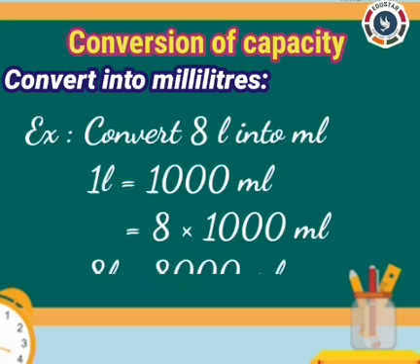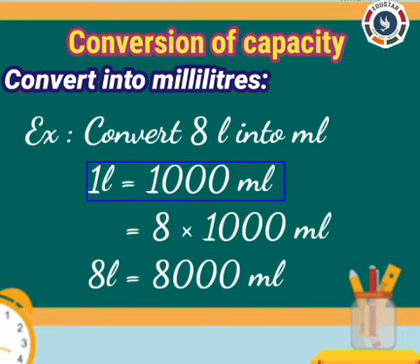For example, convert 8 liter into milliliter. Here higher unit is liter, lower unit is milliliter. To convert from higher to lower unit, we have to multiply. Here we are multiplying using 1000. Because 1 liter is equal to 1000 milliliter. Then 8 liter is equal to 8 into 1000 milliliter. Therefore, 8 liter is equal to 8000 milliliter.